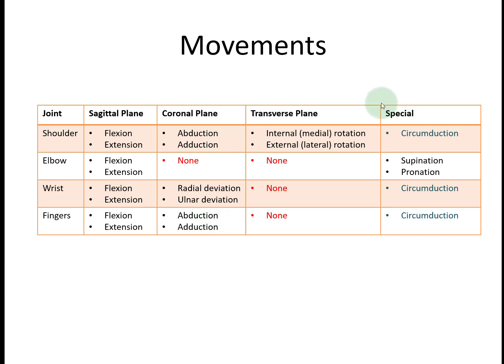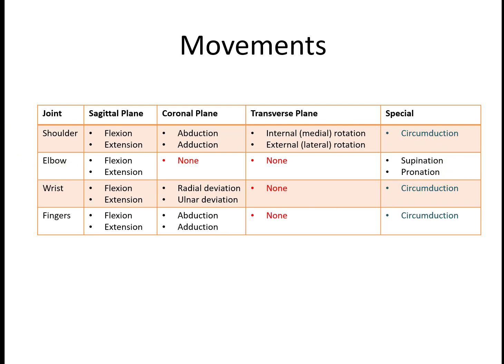In terms of transverse plane, the shoulder has medial and lateral or internal external rotation, and the elbow, wrist, and fingers really don't have that movement. Special movements then are circumduction, which was also demonstrated in that video, as well as supination and pronation of the elbow. So supination and pronation of the elbow are considered special movements.